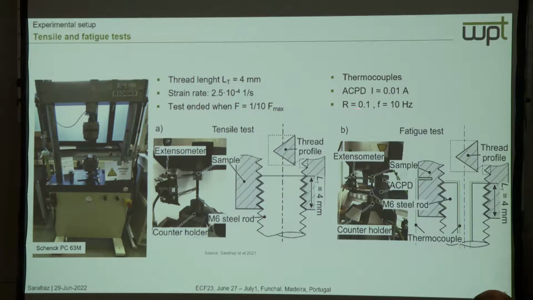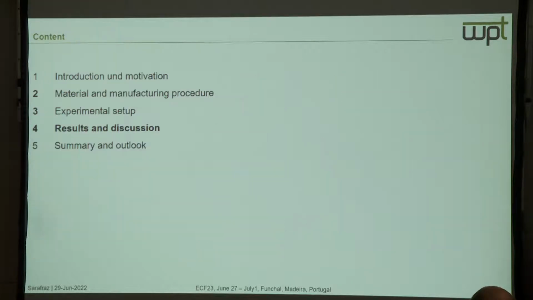The fatigue test was in tension with a frequency of 10 Hertz. You can see we use a thermocouple to measure the deformation-induced temperature by putting the thermocouple near the 4th and 5th thread, where we can estimate the higher deformation, or sometimes on the side of the specimen near this 4th thread.